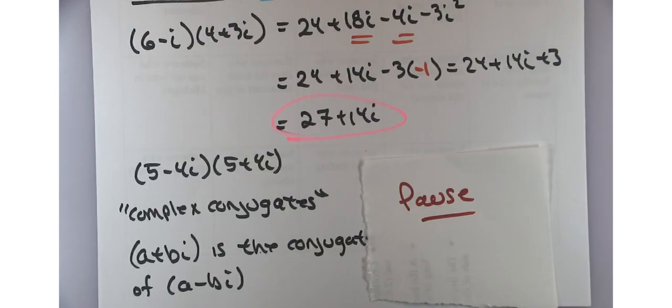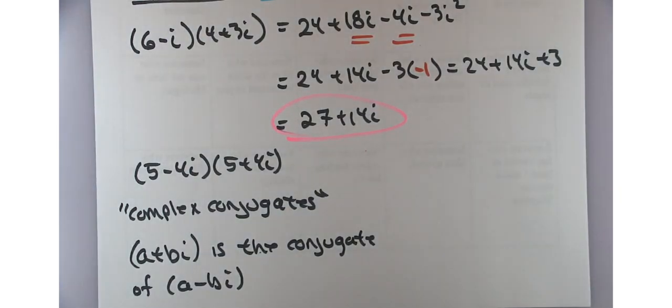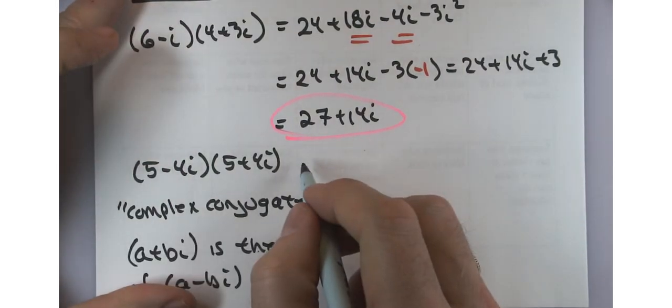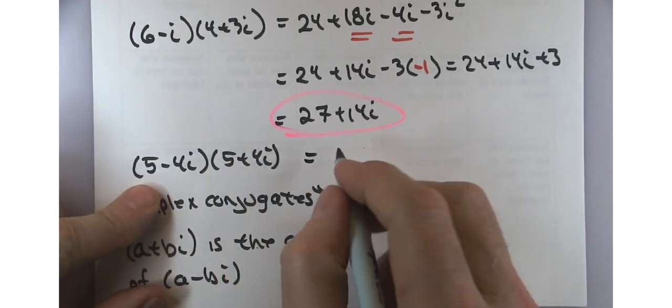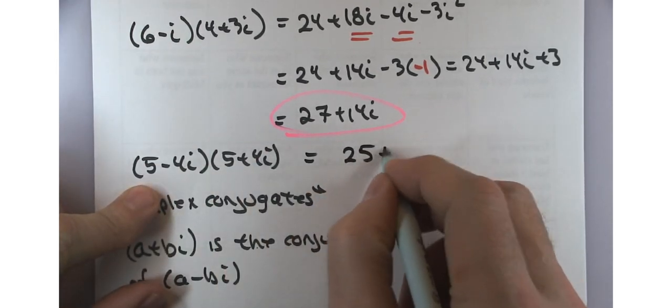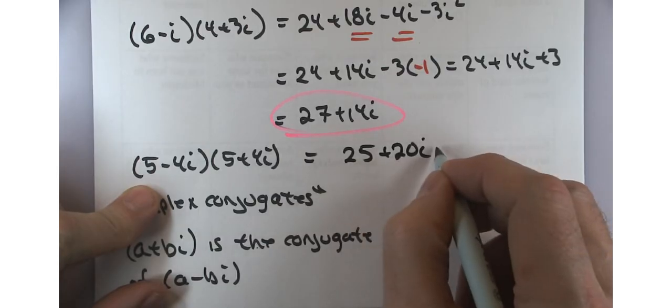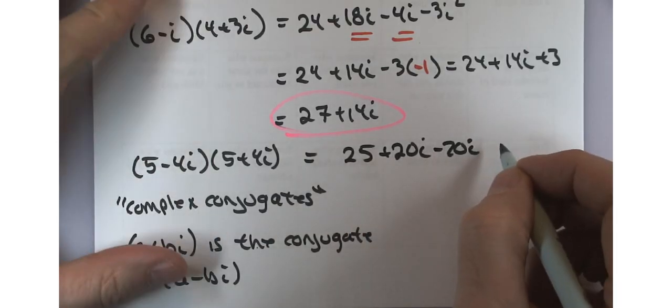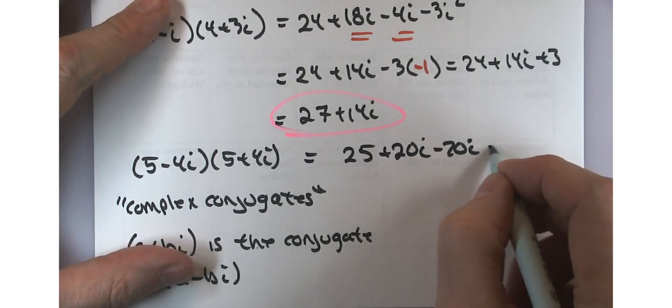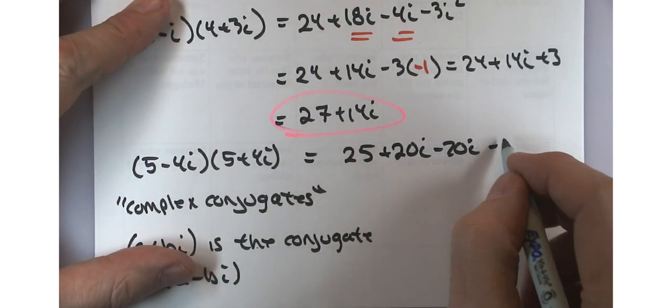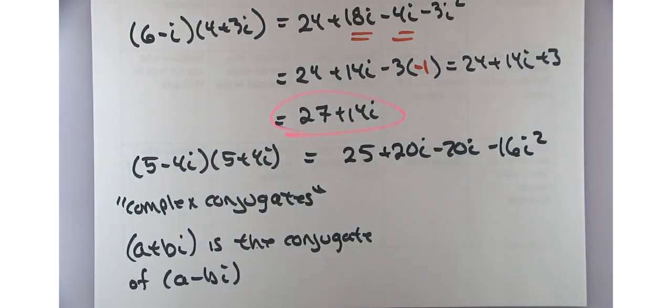All right, so help me out here. Let's look through this: first term, outside terms, inside terms, last term. First terms, 25. Keep going. 20i. Minus 20i and minus 16i squared. Eventually it is going to be a plus 16. But what's one of the nice things that happens right off the bat? Yeah, the minus 20i and the plus 20i, those cancel. So that's kind of cool.